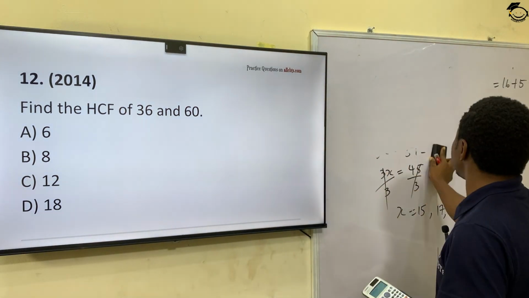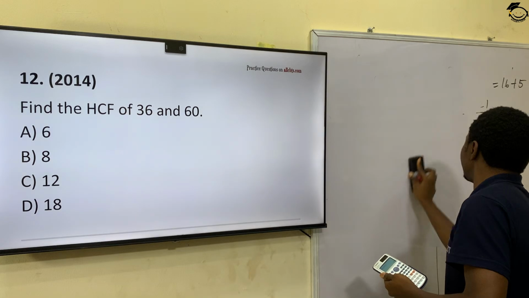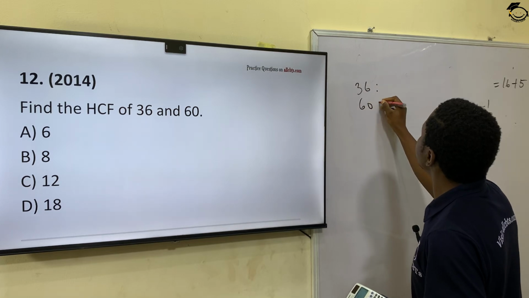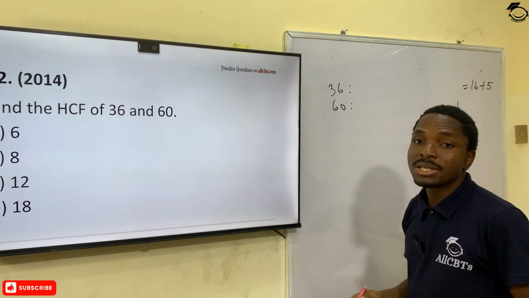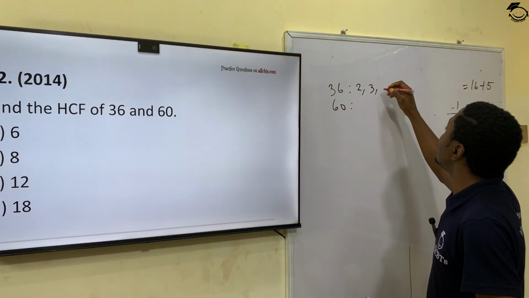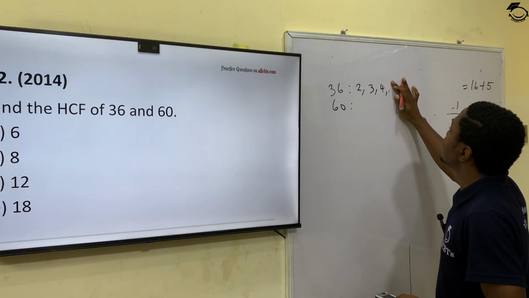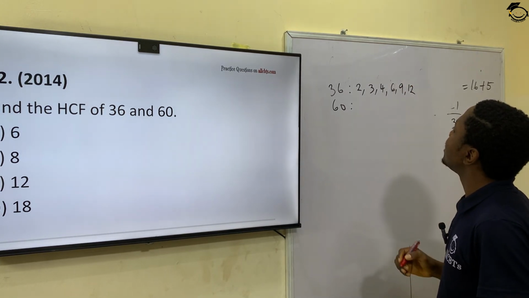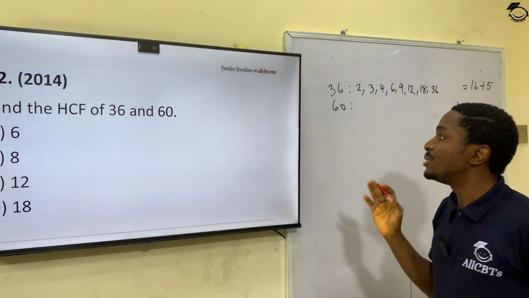Highest common factor of 36 and 60. So you have 36 and then you have 60. What's the highest common factor? Let's start with 36. What are the numbers that will go in 36? You have 2, 3, 4, 6, 9, 12, 18, then you have 36. No other number will go through apart from this.